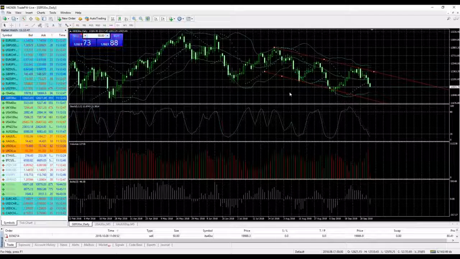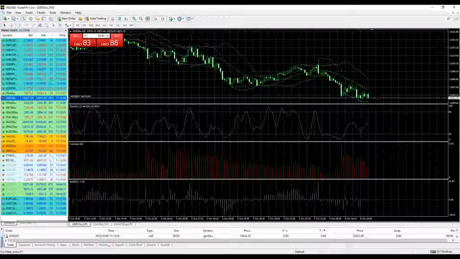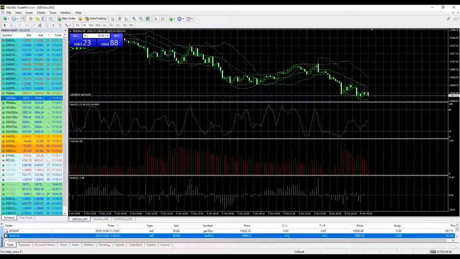DAX, we are in a very strong channel. I was looking at it this morning, we are in a very strong channel. And also here, I'm going for a sell position on DAX. There we go. We opened a sell position on DAX. On our Italy 40 position, we are making already $300. A nice one. Let's put a take profit on the Italy 40 position.